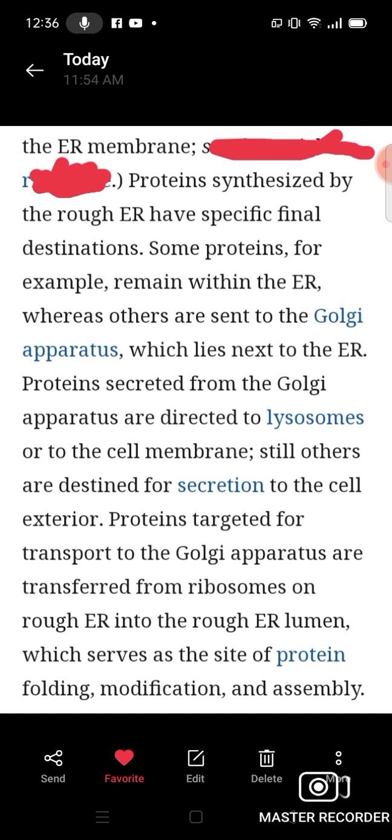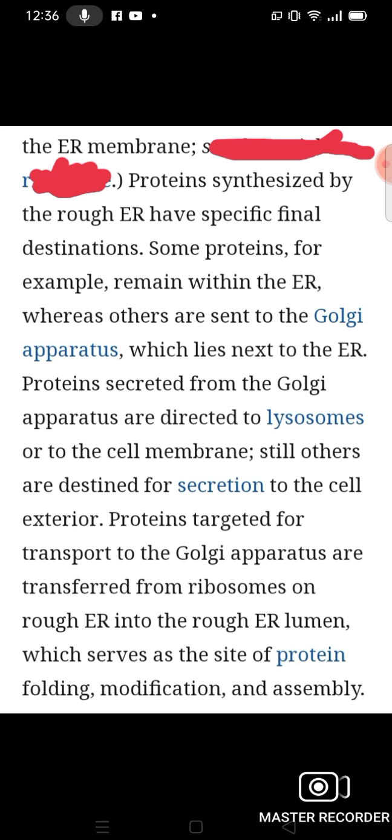Modification may be of various types. Suppose methylation, the addition of a methyl group, is required in the structure of the protein, or some sort of deletion may be required for the proper functioning of the protein. So everything is very much organized in our body by nature. Everything is organized for the proper functioning of our body, for the proper functioning of our cells.